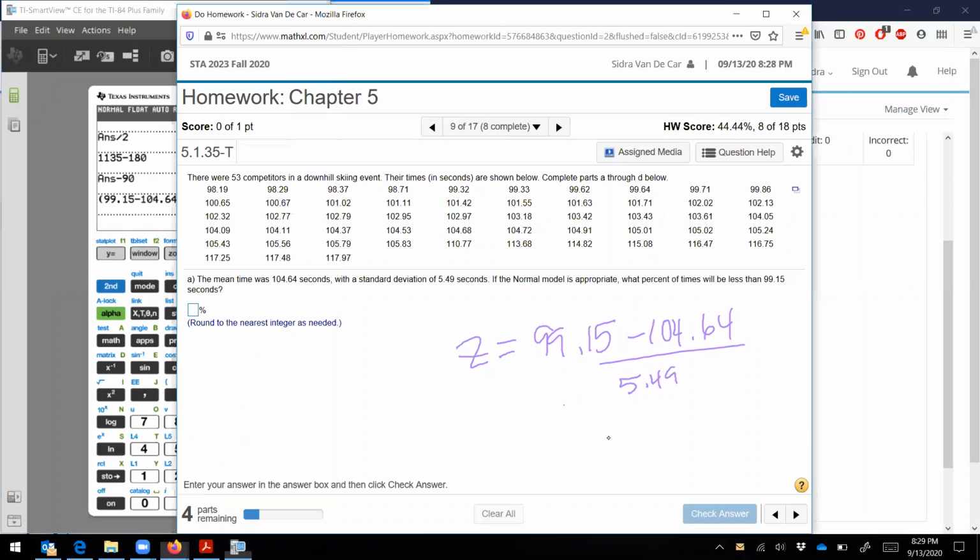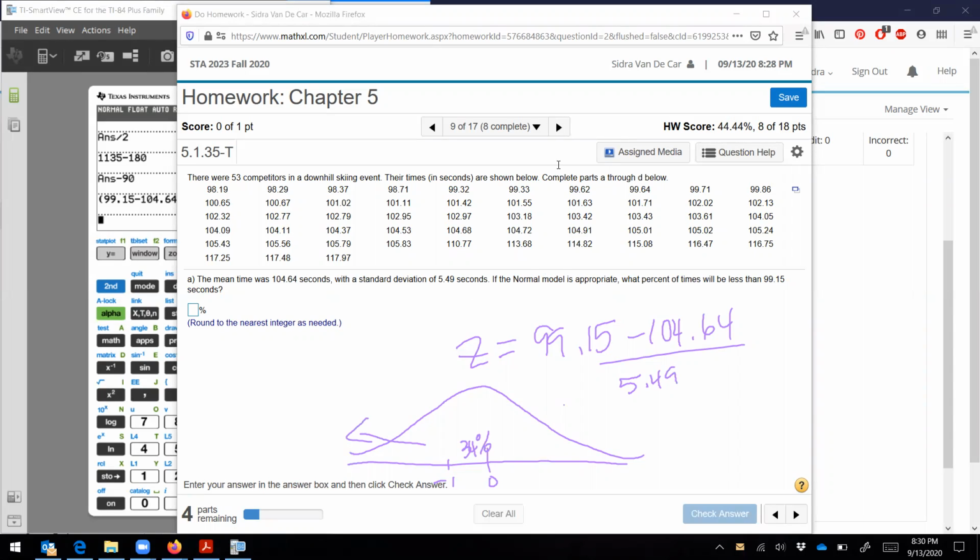So let's go to our bell-shaped curve. That means that our mean's at 0, here at -1. Remember, there's 68% between -1 and +1, so 34% here. So if I want to know what percent of times are less than that, I want to go this way. So 50% minus 34% is about 16%. Okay, that's using the 68-95-99.7 rule.